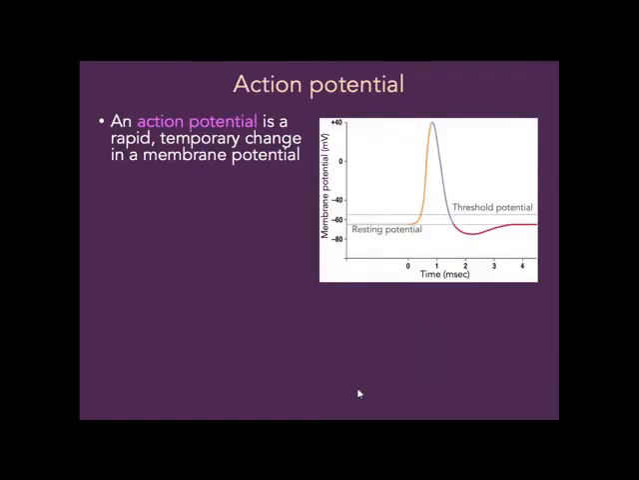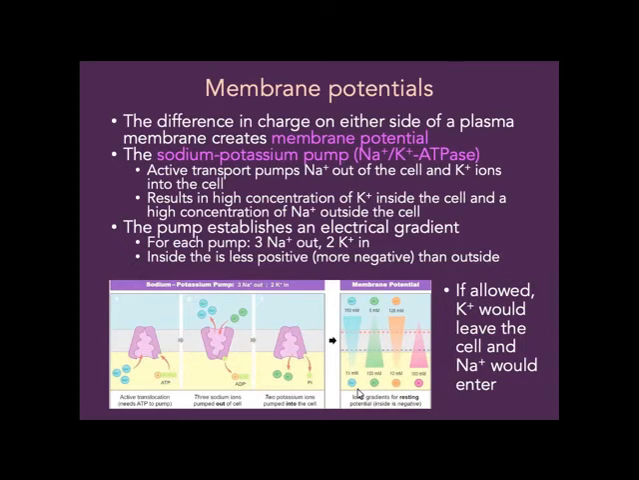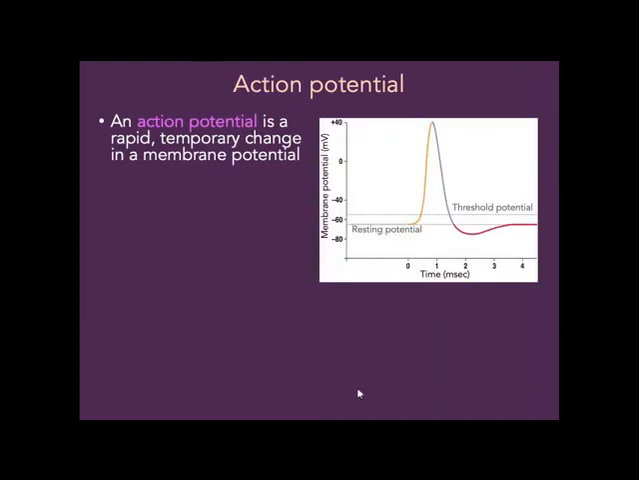So an action potential is a rapid temporary change in the membrane potential. So remember we talked about how when it's at rest, just to show you again, when it's at rest, the outside of the cell is more positively charged than the inside of the cell. The inside of the cell is more negatively charged, okay? So we see here that at rest, the resting potential is negative, right? It's around minus 70 millivolts, okay?